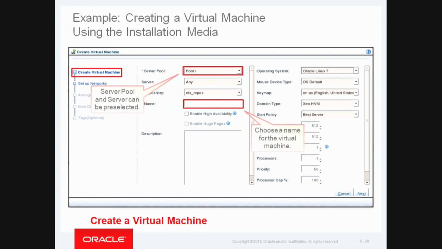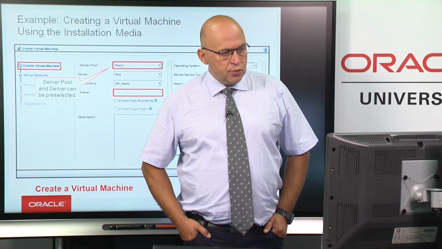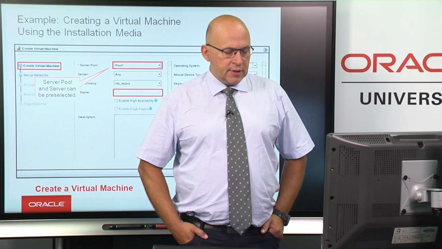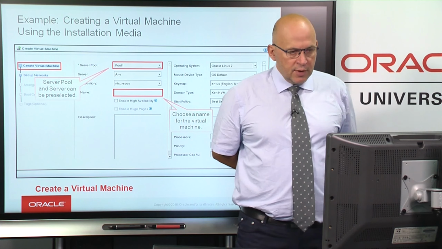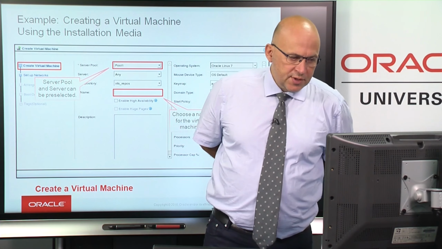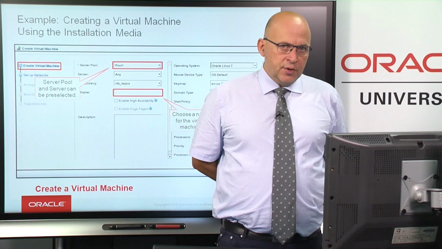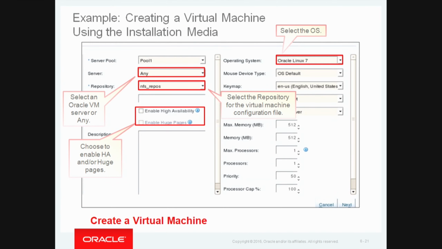So create a VM that will run in a pool, from a repository which is called the NFS repository. Then you have to choose an explicit name for your VM. As you can see, there are two additional checkboxes. If you are working with a cluster pool, you have to choose Enable High Availability immediately, otherwise you will run into issues. You have to choose the operating system, the mouse type, the keymap, the domain type according to the virtualization that you're going to choose, the start policy, and some other settings.